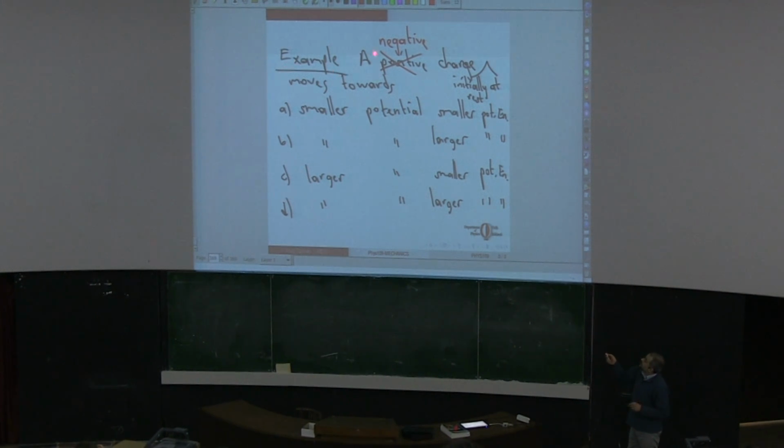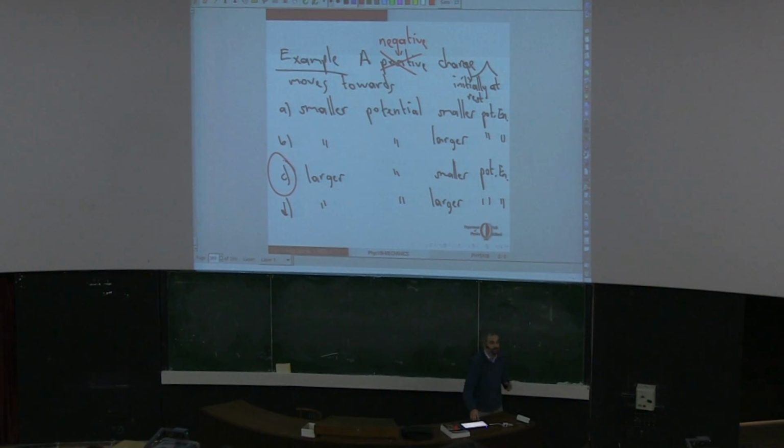But since this time it's a negative charge, and the potential difference is the potential energy difference divided by the negative number, since the potential energy difference is negative, the potential difference is positive from the initial to the final point. So it goes to a larger potential region which has a smaller potential energy.